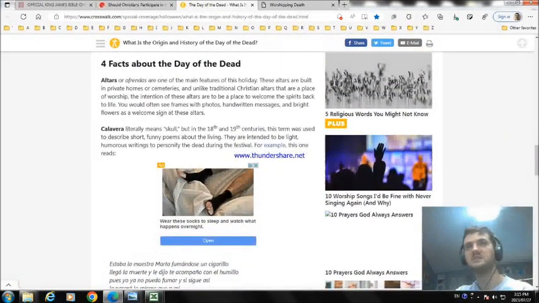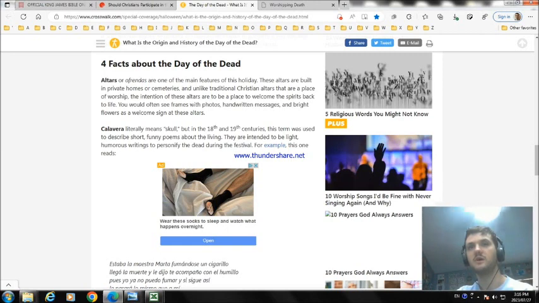So, four facts about the Day of the Dead. Altars and ofrendas are one of the main features of this holiday. These altars are built in private homes and cemeteries. Unlike traditional altars, which are places of worship, the intent of these altars is to welcome the spirits back to life. They often have framed photos and images, bright flowers, and a welcoming site.